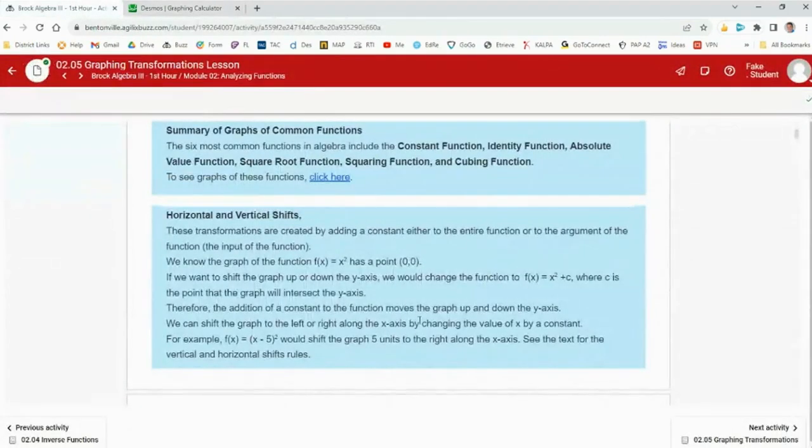Okay. So if you want to shift up or down, we change it to a plus C, where C is whatever number you choose. That would make it go up or down. To go left or right, negative 5 would shift it 5 units to the right. It goes the opposite direction.